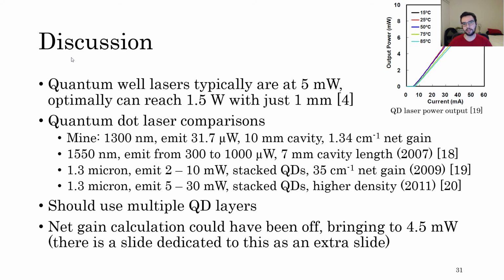In terms of the net gain calculation, I got only 31.7 microwatts. I realized that this value could have been off by a factor of 50, bringing me to 4.5 milliwatts if I were to include that factor of 50. And I'll touch on that in the extra slides later, but basically this was something from where I got the equation from, and I'll touch on that in like 3 slides.